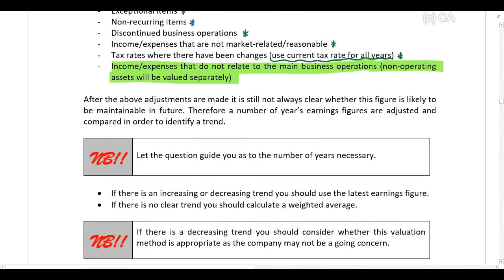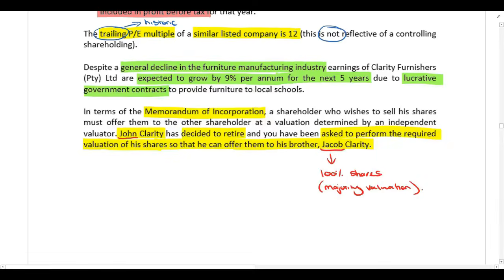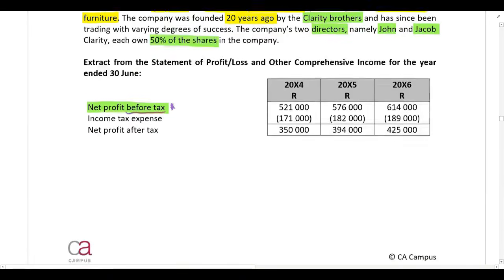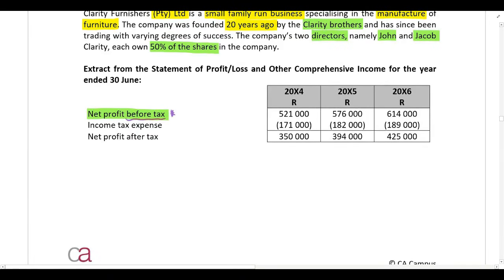Now, please note, when you are making these adjustments and when you are trying to calculate maintainable earnings, you should let the question guide you as to the number of years necessary. So you don't only make the adjustments to the most recent year, you use all of the information provided in the question. So I'm now going to go back to our example. In our example, we were given information for a period of 3 years, for 20x4, 20x5, and 20x6. So we are going to use all of those years in our calculation.